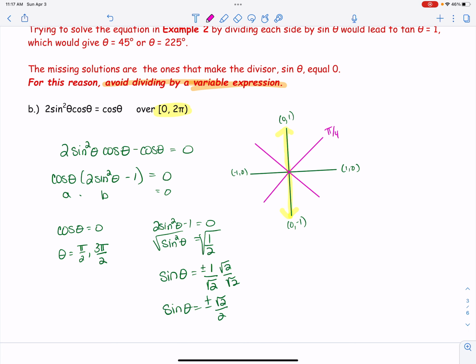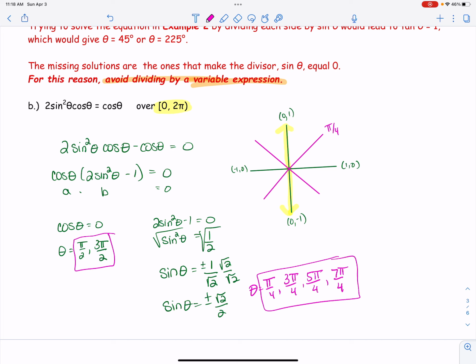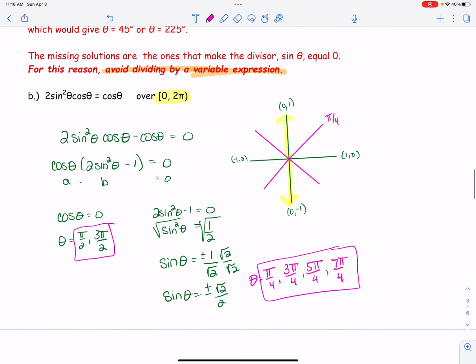So 1 pi over 4, 3 pi over 4, 5 pi over 4, and it's not 6 pi over 4, 7 pi over 4. So I've got 6 solutions this time, plugging in pi over 2, 3 pi over 2, pi over 4, 3 pi over 4, 5 pi over 4, and 7 pi over 4 all would work in this equation. You can try it, and you'll see that they equal 0 when you do that.